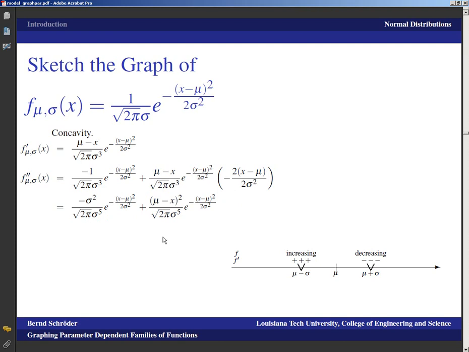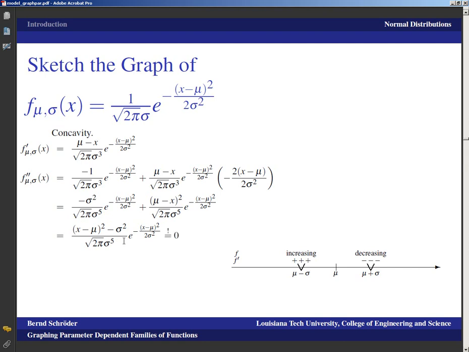And now we know that the 1 over root 2 pi sigma to the fifth times the exponential factors out. Or, well, we just find the common denominator here. Everything is the same except the x minus mu squared, which is the same as mu minus x squared, and the minus sigma squared. And so essentially what I've done is factor out the denominator root 2 pi sigma to the fifth and the exponential, and then just put what remains in the numerator here.